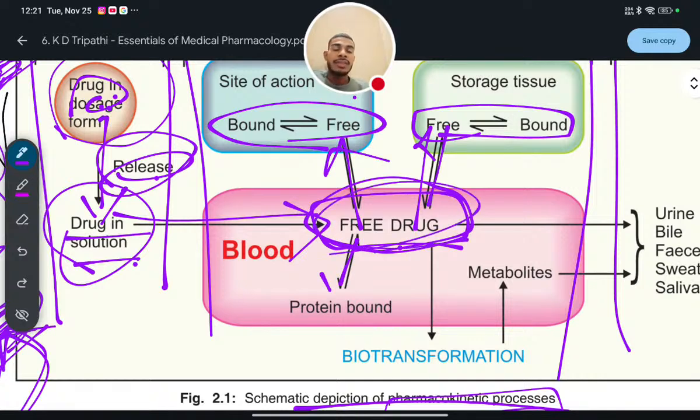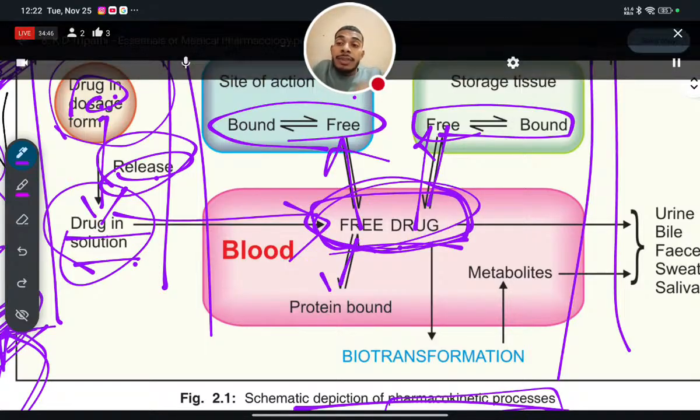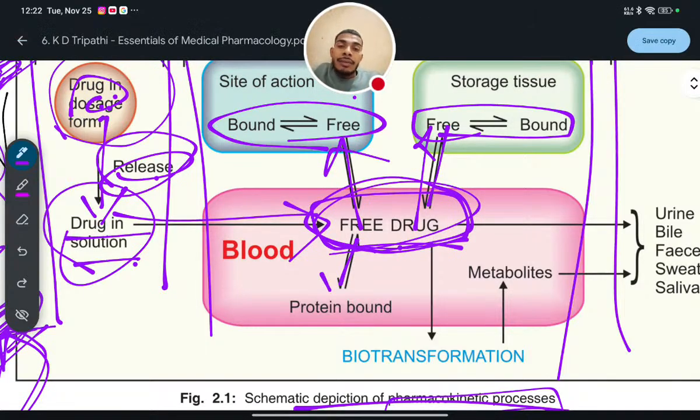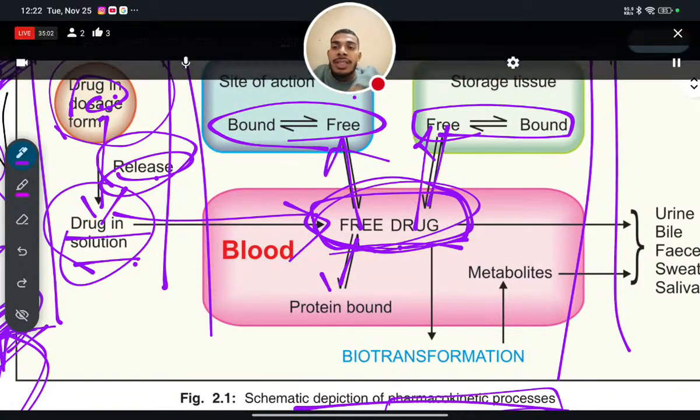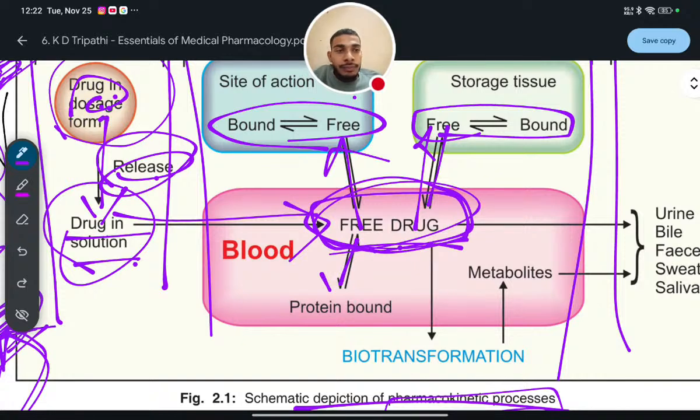Some will undergo biotransformation. Biotransformation in the sense of metabolism. So what types of metabolism? Number one is hepatic metabolism. Hepatic metabolism in the sense of metabolism in the liver. Number two is intestinal metabolism. Some metabolism also takes place in the smooth muscle of the intestine. But the most prominent metabolism is hepatic metabolism.